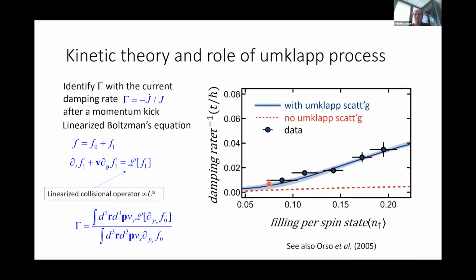What is interesting here is the damping rate as a function of the filling. You have the experimental data, which are the points, and you can compare the role of umklapp and no umklapp processes. If you don't incorporate umklapp processes, you get something which is way too small. And you see that to redescribe the experiment, you need to account for umklapp scattering.